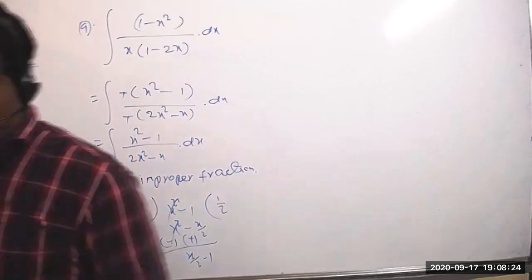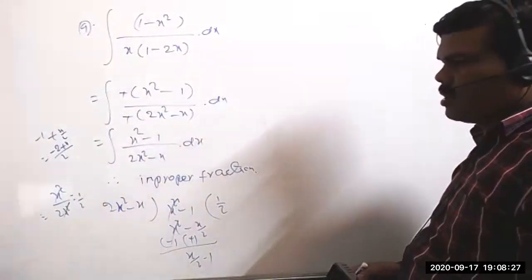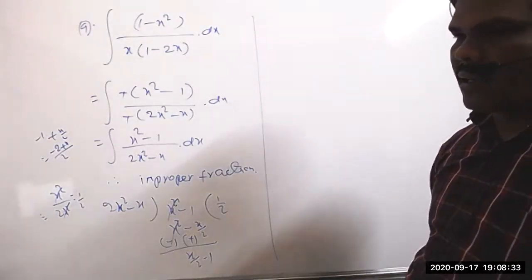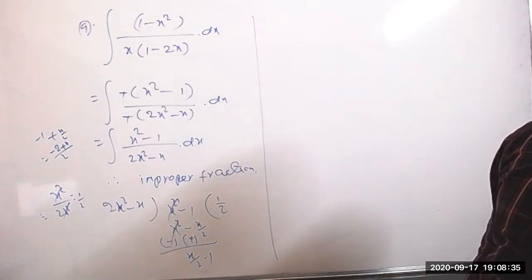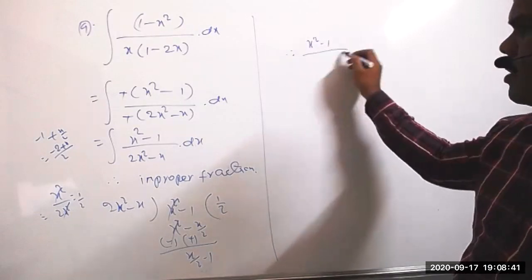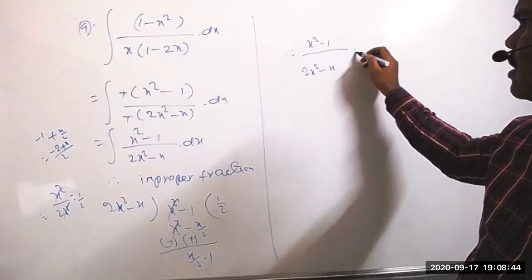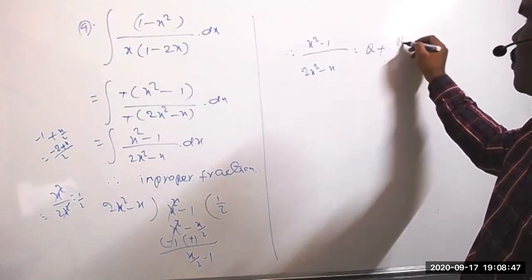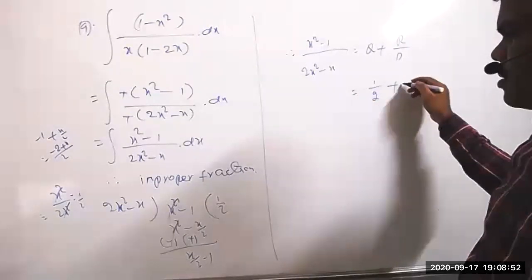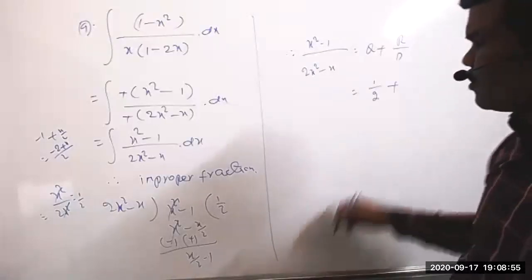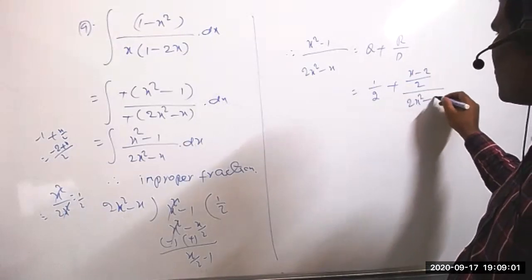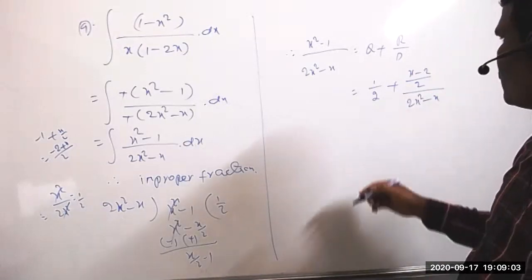Okay, so now we can write. So what is the function here now? How to do the function? This entire thing, q plus r by d. Therefore you can write x square minus 1 by 2x square minus x is equal to, we have to write in the form of q plus r by d. Here what is the quotient? 1 by 2 plus the remainder. If we take LCM 2, this one will get x minus 2 by 2, whole by the divisor 2x square minus x.